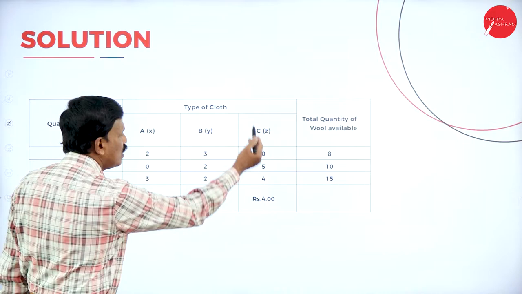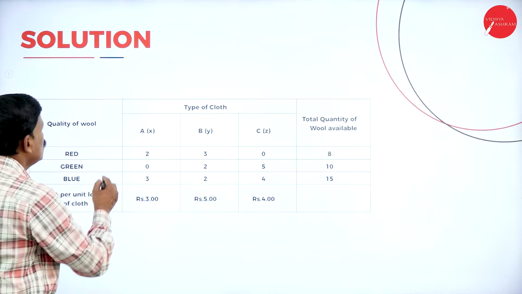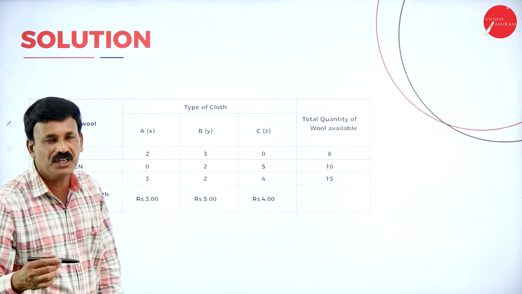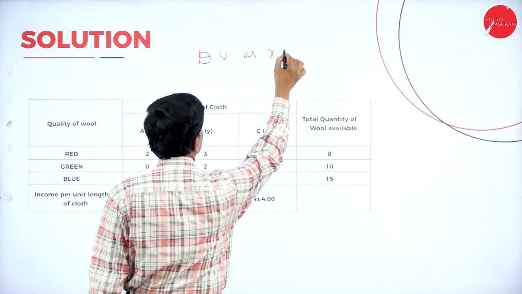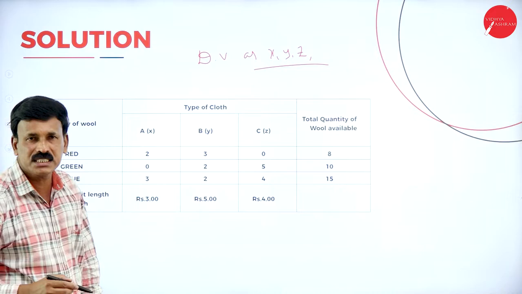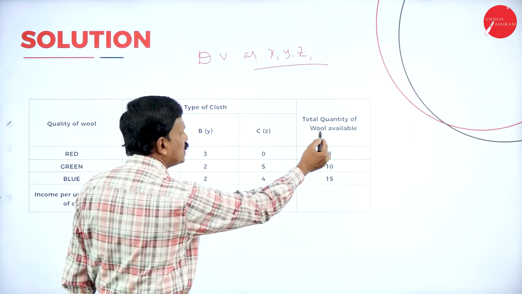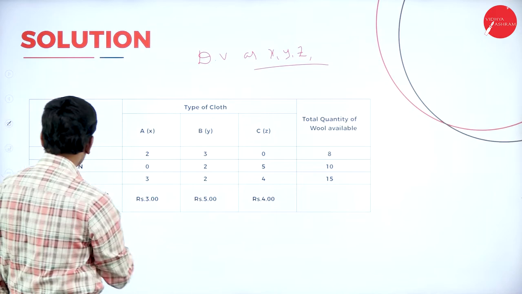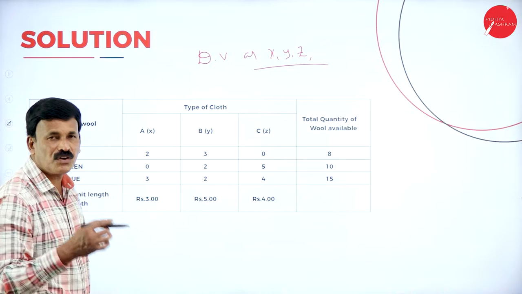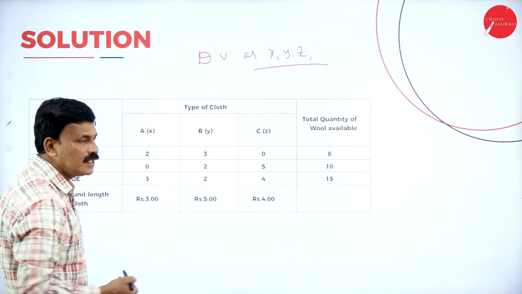Now put it in the form of a table. Let us define the decision variables as X, Y and Z. So X, Y and Z are the decision variables. Now there are three colors, red, green and blue, and the maximum availability of the wool for red is 8, for green it is 10, and for blue it is 15, and the profit from the sale is rupees 3, rupees 5 and rupees 4 for the products A, B and C respectively.